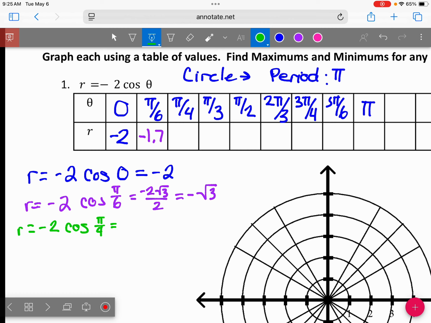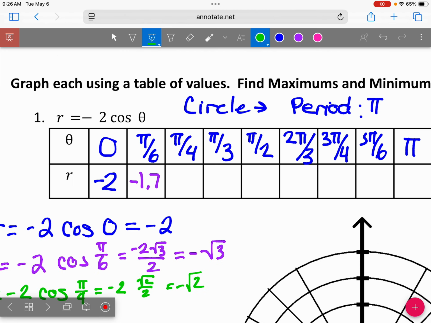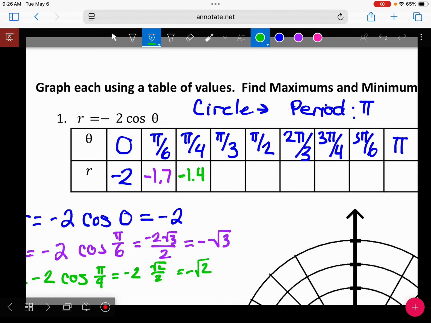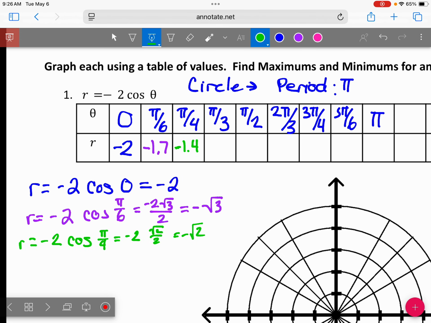Cosine of pi over 4 means we have -2 times root 2 over 2. So we're at -√2, which again, we want to have as a decimal. Negative 1.4, about -1.3536, somewhere around there. So it's -1.4 when we round technically. Then do our pi over 3.